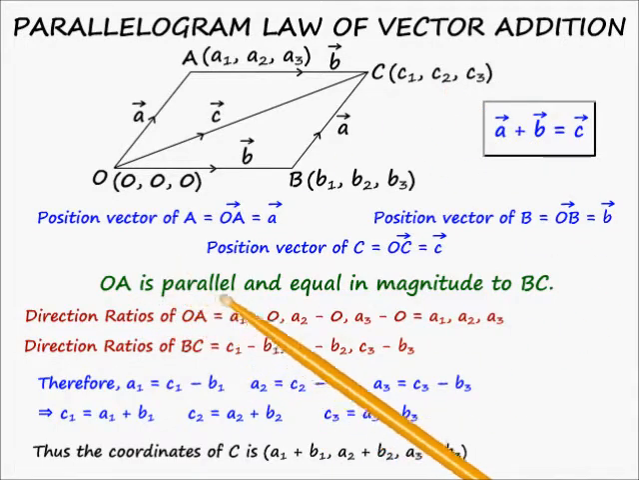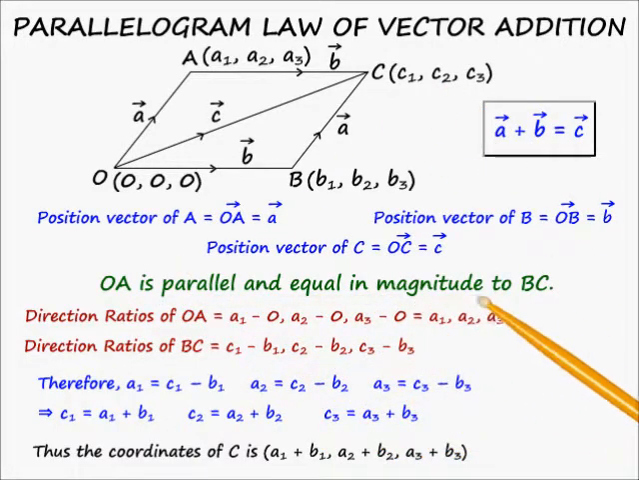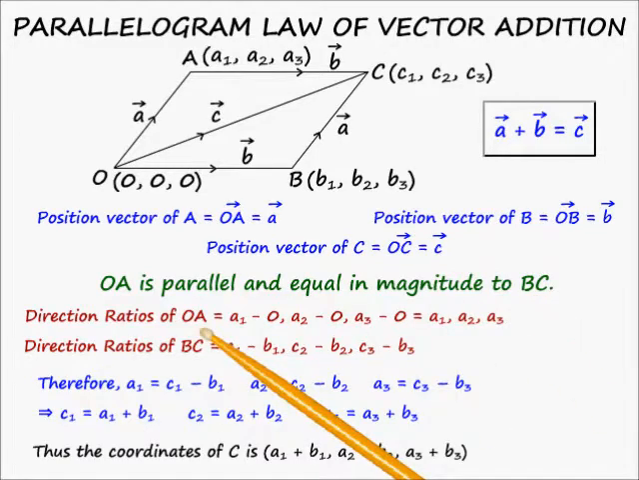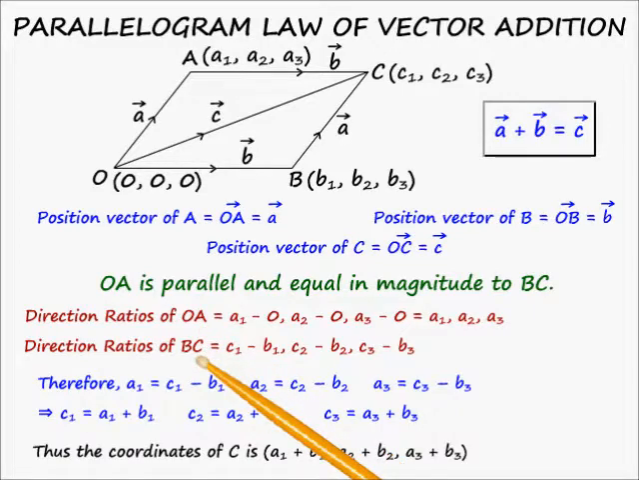Here OA is parallel and equal in magnitude to BC. Therefore, direction ratios of OA is equal to direction ratios of BC. Therefore, we get C1 equal to A1 plus B1, C2 equal to A2 plus B2 and C3 equal to A3 plus B3. Thus, coordinates of C is this.